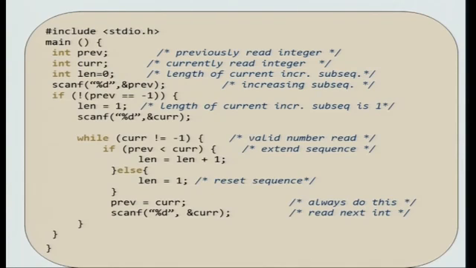Okay, now let's focus on the main body of the program. If the currently read number is not -1, then you say that you start with length 1. So the length of the current increasing subsequence is 1, and then you scan the next number into CURR. So here is the current number.